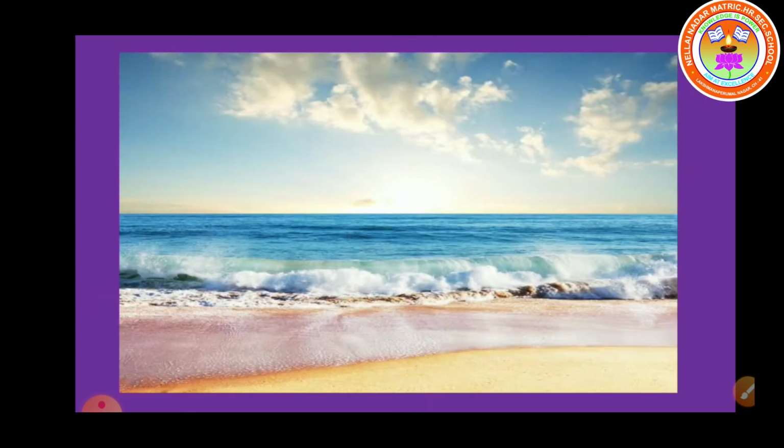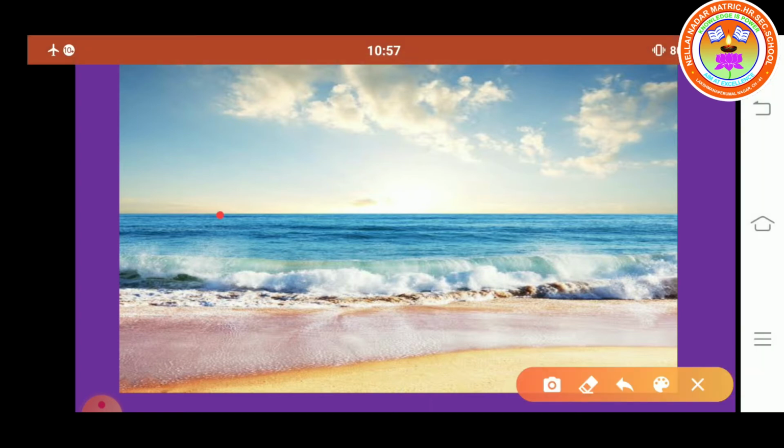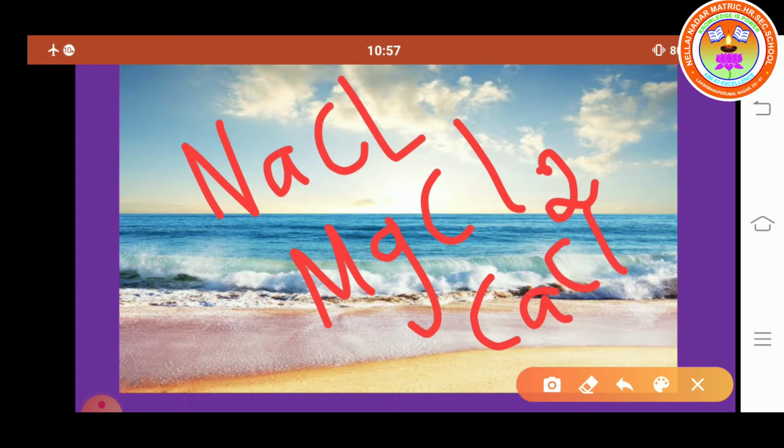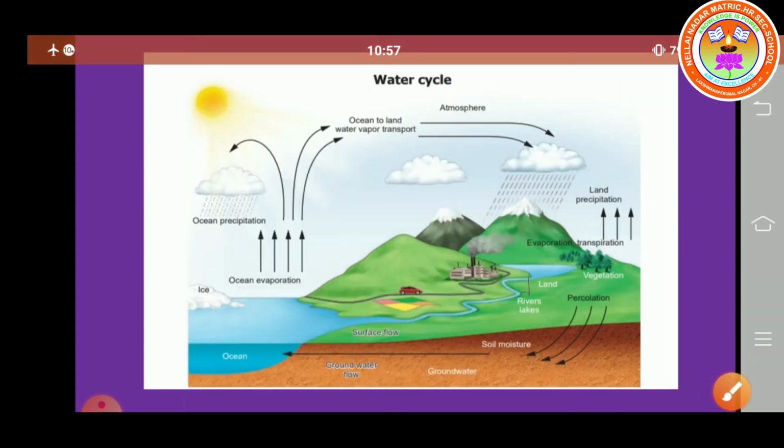Ocean water is composed of many substances. The salts include sodium chloride, magnesium chloride and calcium chloride. So students, ocean water is composed of many substances. The salts include sodium chloride, magnesium chloride and calcium chloride.